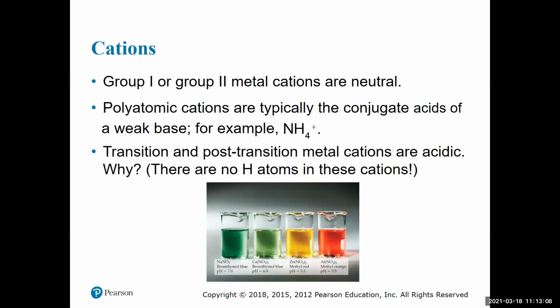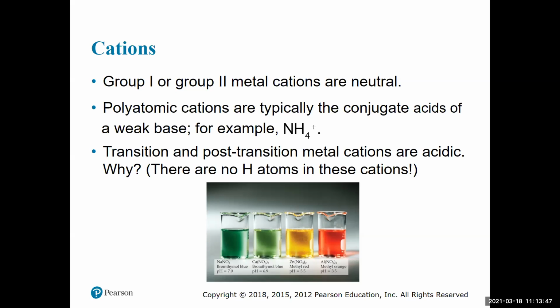Okay, cations. If it's a group 1 or group 2 metal, and remember, if you get your periodic table out, group 1 is stuff like lithium, sodium, potassium. Group 2 is stuff like calcium, magnesium, barium. So group 1 and group 2 metal cations are neutral. That means when they're in water, there are no protons generated, and no hydroxide ions generated.